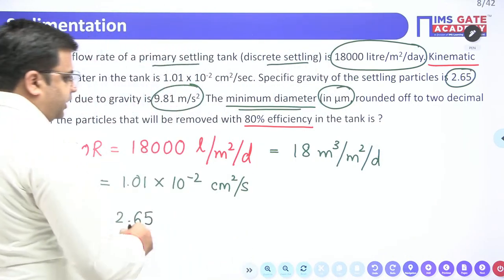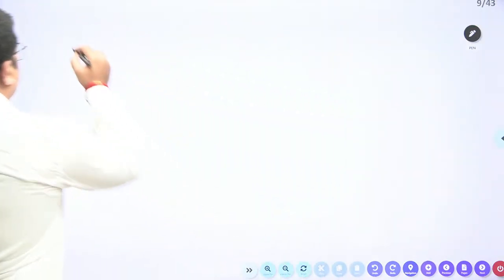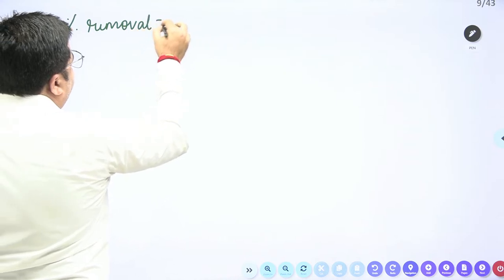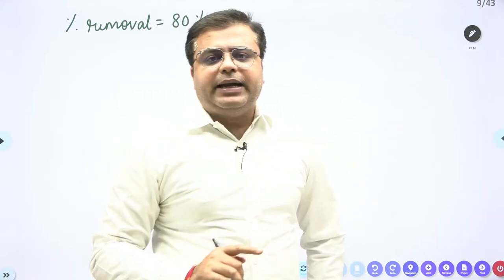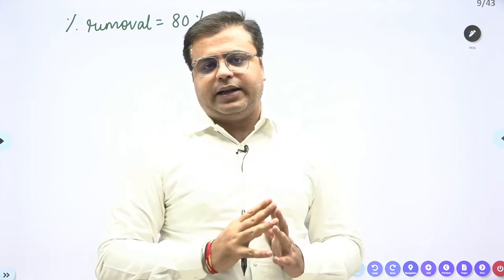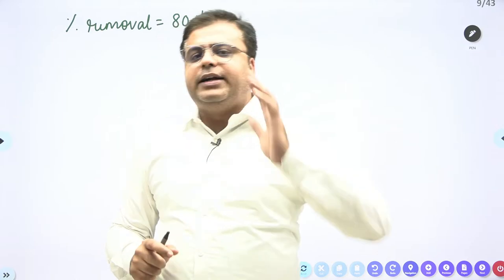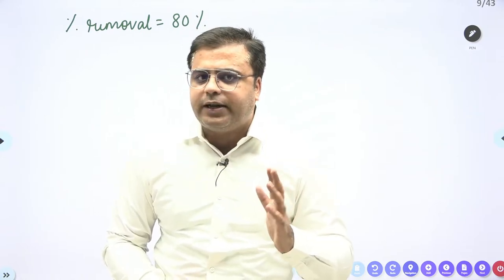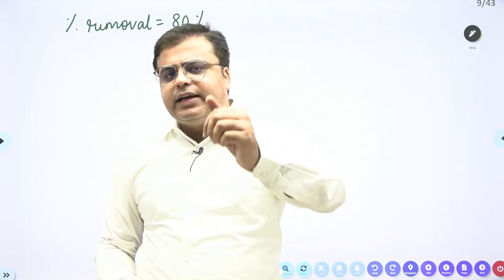Okay, so we are given the removal efficiency. We are given the percentage removal. So percentage removal is equal to 80%, right? If the question had said, get me the diameter of the particle which will be 100% removed, I would have simply calculated the diameter of my concerned size of particle, right? But in the question, what is asked? Tell me the diameter of the particle which will be 80% removed. And we know that the particles of size less than the concerned size of the particle are not 100% removed. They are partially removed, right? So I need to calculate that diameter which is lesser than the concerned size of the particle.